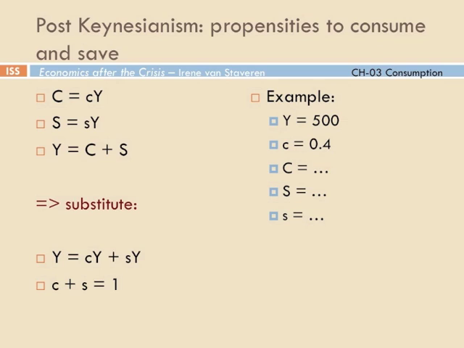For post-Keynesian economists, in order to do the comparison of how much money is spent on consumption and how much on saving, they use the concept of propensities to consume and propensities to save. The propensity to consume is a small c, and the propensity to save is a small s. Small c and small s add up to 1. That's logical because they are proportions. So if you spend 80% out of your income on consumption, then you've left 20% to save.